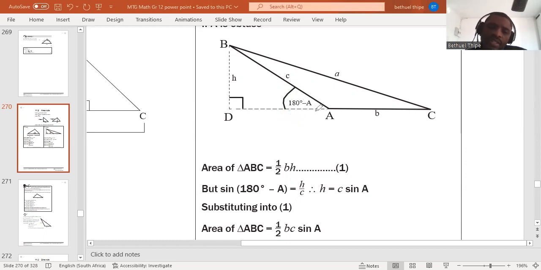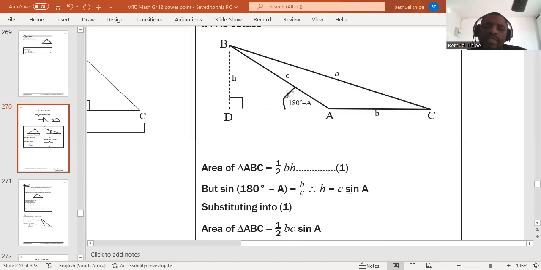Then we are looking for this angle which is here. Then we use the concept of the difference between two angles. That's why we say the bigger angle minus the smaller angle. The bigger angle is 180 degrees. The smaller angle is A. Having said that, we are going to implement the idea of sine.